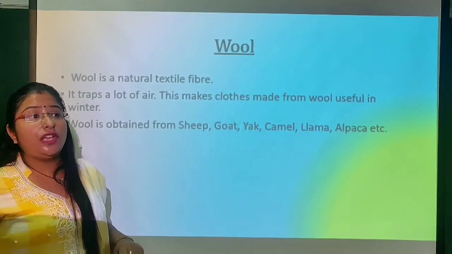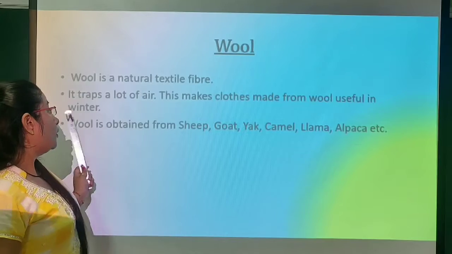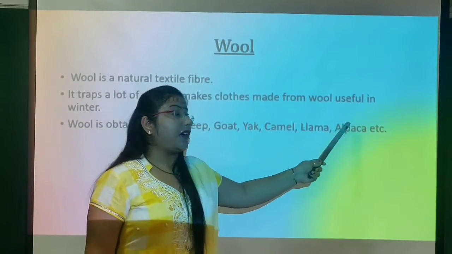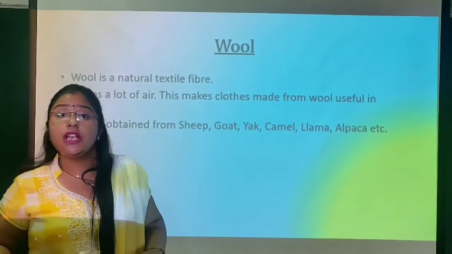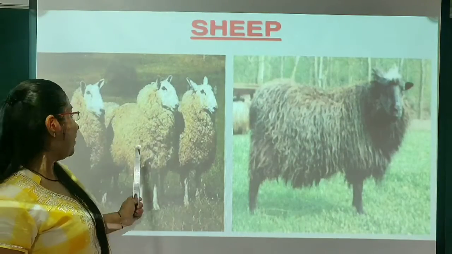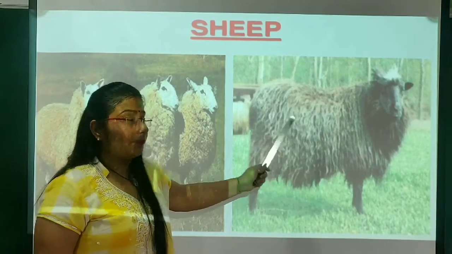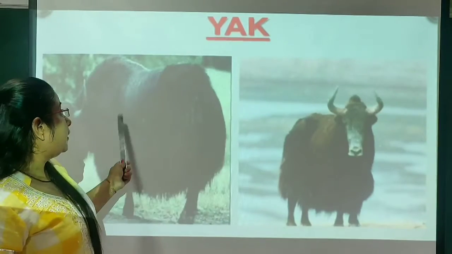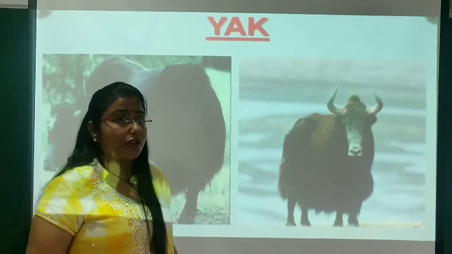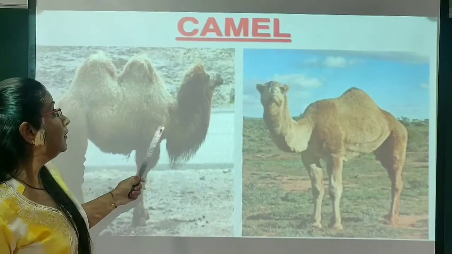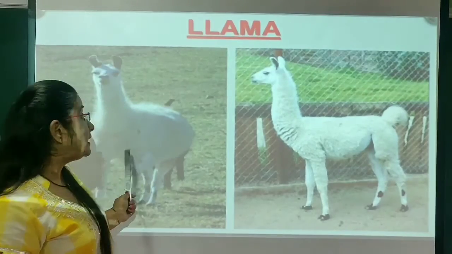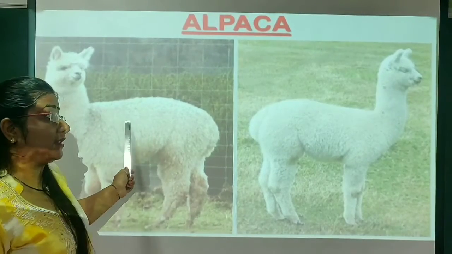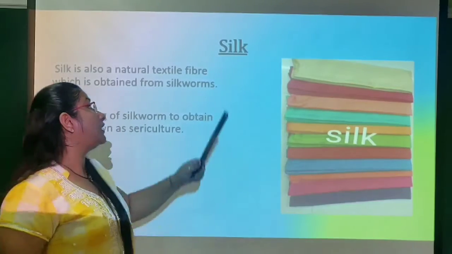In winter season, what do we wear? We wear woolen clothes. Wool is obtained from sheep, goat, yak, camel, llama, alpaca, etc. These are the animals which give us wool. As I show you the pictures, this is a sheep. You see in its skin there is wool. Next, goat. You can see the yak. The yak's skin is covered with woolen fiber. Camel and llama. The llama is the animal from which we get high quality wool. And last is alpaca.